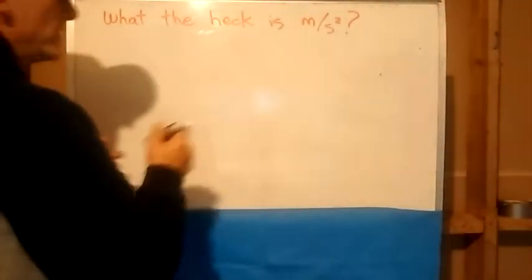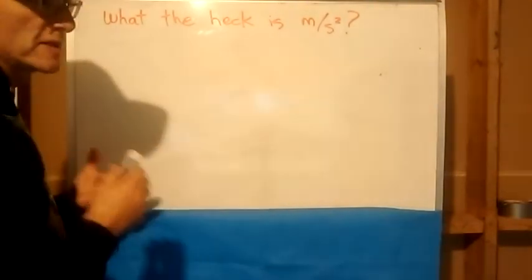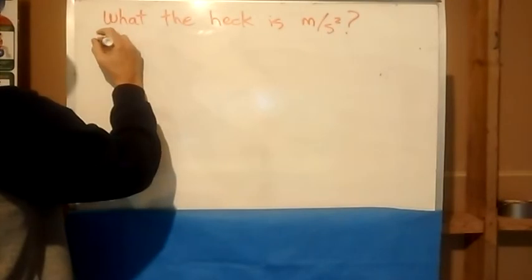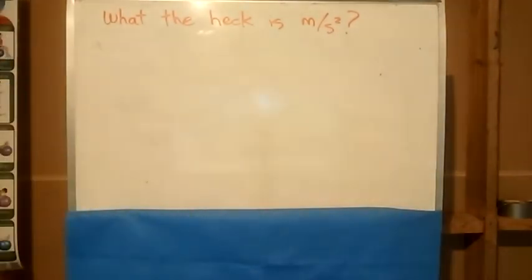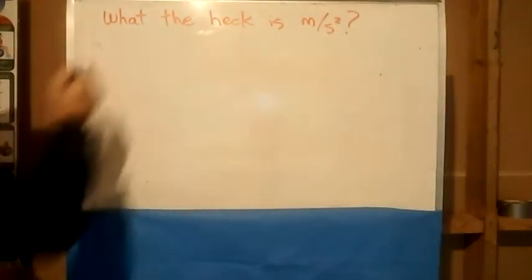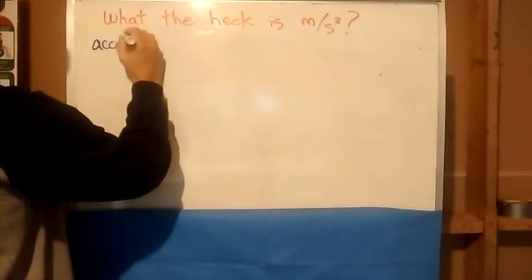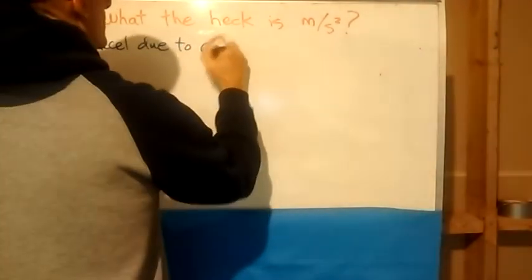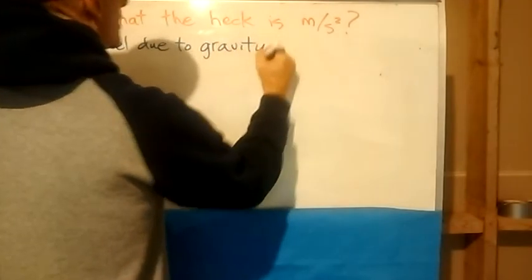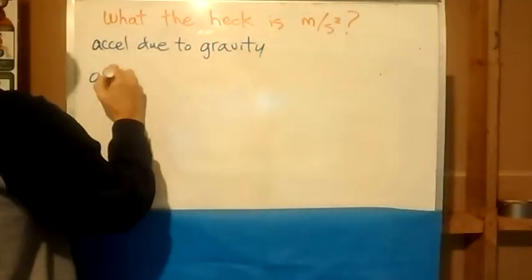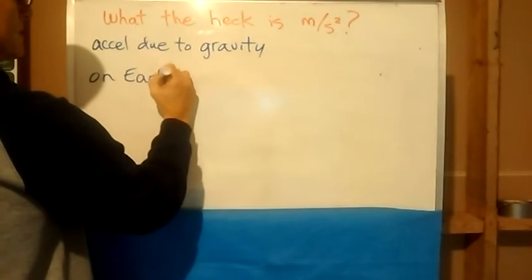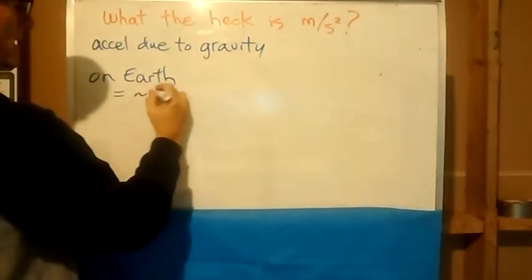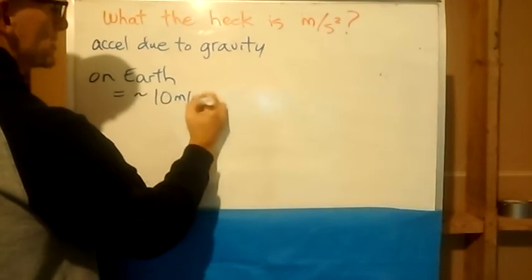Yeah, so this unit, meters per second squared, really does mean something. Like, to give you an example, we've got a constant acceleration on Earth due to gravity, and that gravity acceleration is a different color. So the acceleration due to gravity on Earth is equal to about roughly 10 meters per second squared.